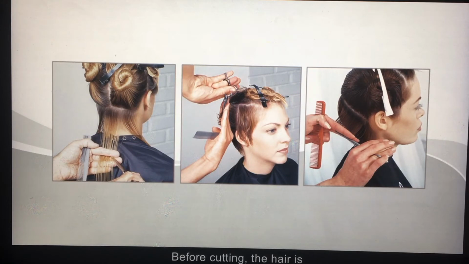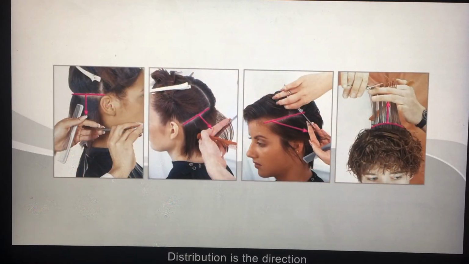Before cutting, the hair is subdivided in sections to separate, distribute, and control the hair while cutting. These lines are called partings. The most common partings are horizontal, vertical, and diagonal. Distribution is the direction the hair is combed in relation to the parting. There are 4 types of distribution: natural, perpendicular, shifted, and directional.